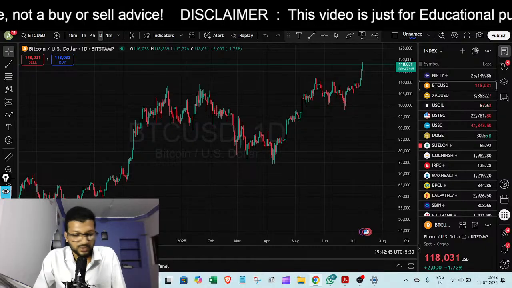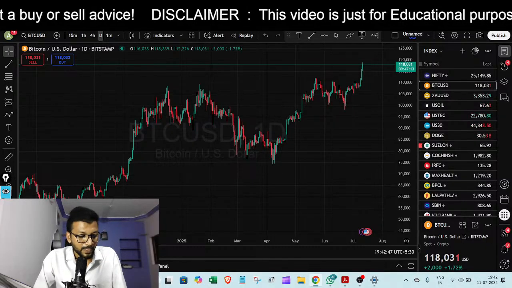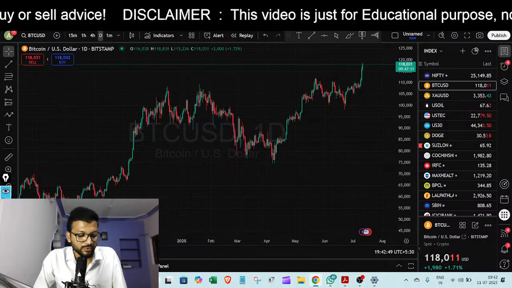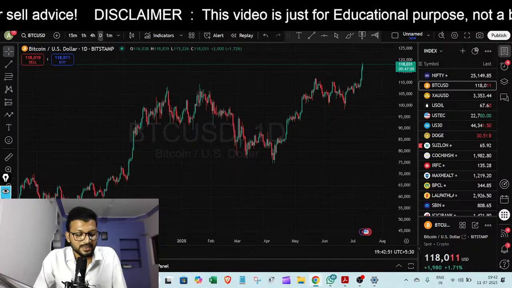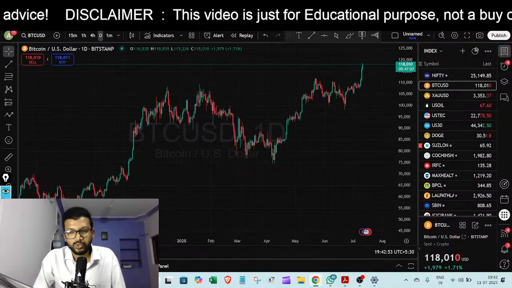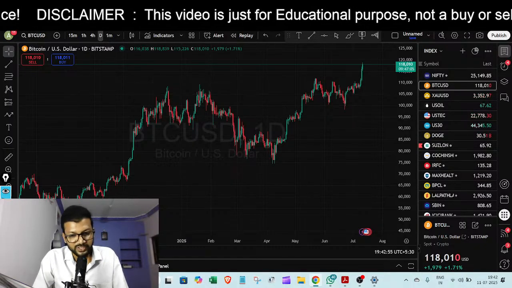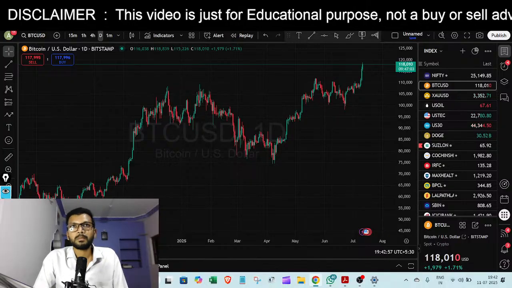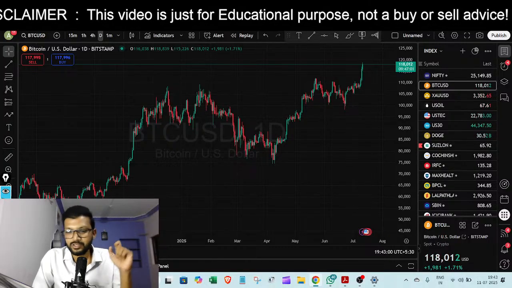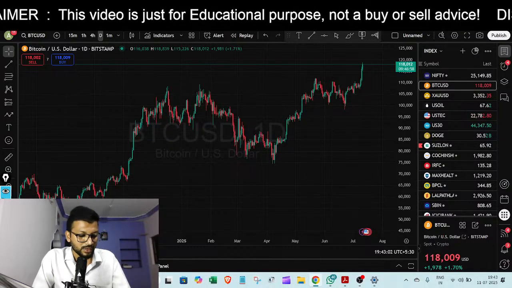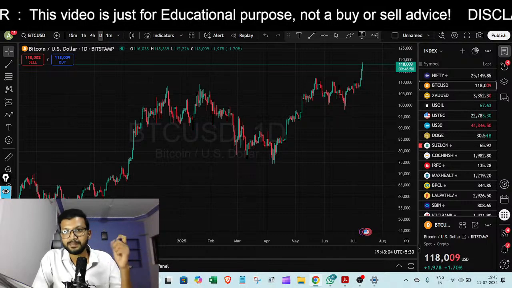But as per my suggestion, you can go with a little less leverage, because due to a liquidity or liquidation issue, your complete account might blow if you take on higher leverage. Go with lower leverage and you should enter on the dips.